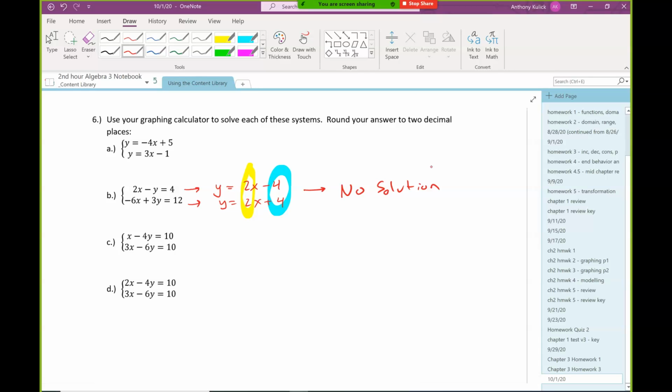Now you could type this into your calculator. What would the picture look like if there's no solution? The 2 lines will be parallel, so they'll never intersect. Okay with that, Bianca? Yeah, so I didn't actually do this in my calculator because I didn't need to. I mean, you could have, but there's no intersection to find.